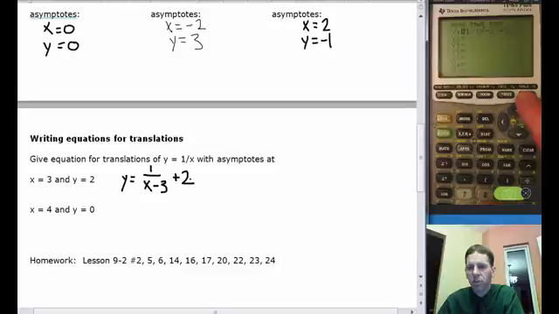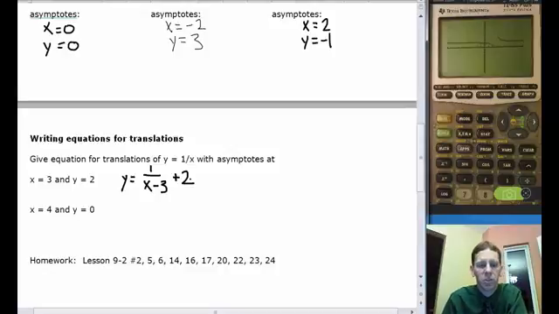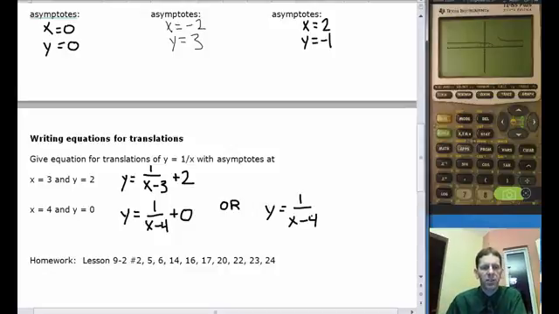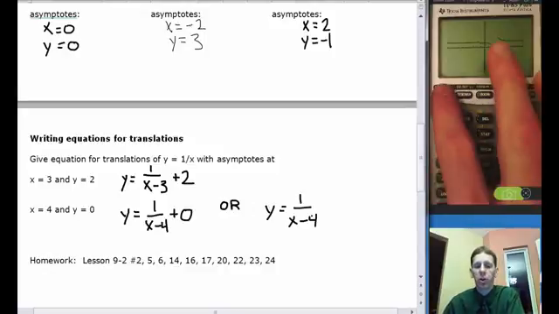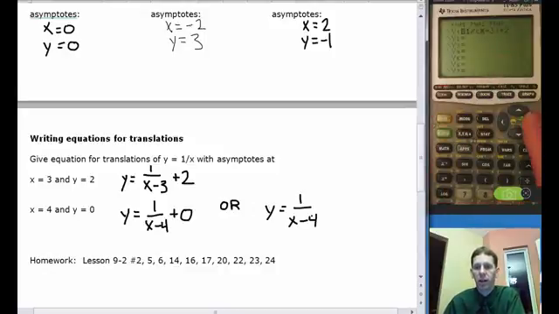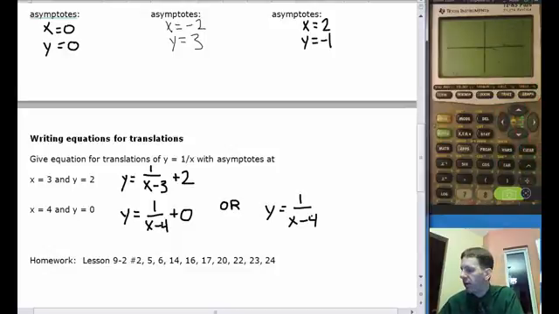What I'd like you to do is see if you can solve the last problem with x equals 4 and y equals 0. We'll pause the video and check out your answer in just a moment. For our last equation, y equals 1 over x minus 4 plus 0, you could also just write y equals 1 over x minus 4. And to verify that this graph actually works, you could type it in your calculator, and you'll notice that this graph would have a vertical asymptote here at 4, and it does have this horizontal asymptote along the x-axis, which is y equals 0.